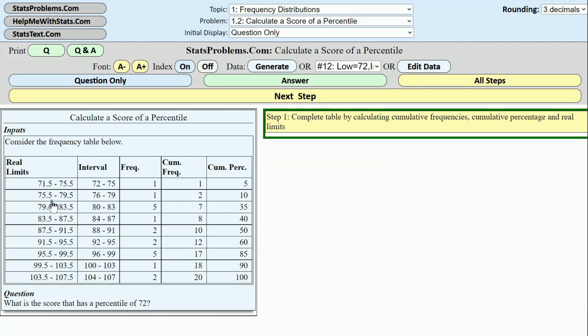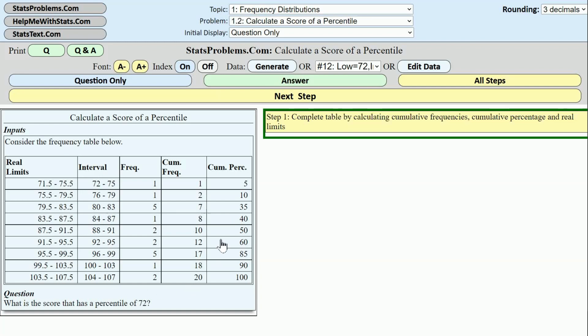The real limits are 75.5 to 79.5 because the interval starting value of 76 has a lower real limit of 75.5 and the interval ending value of 79 has an upper real limit of 79.5. The rest of the table is filled in with the same procedure.